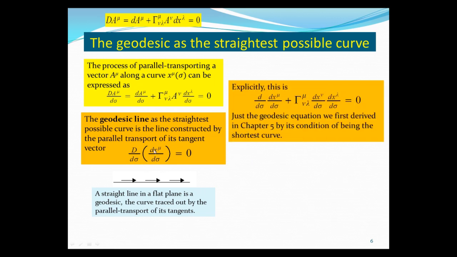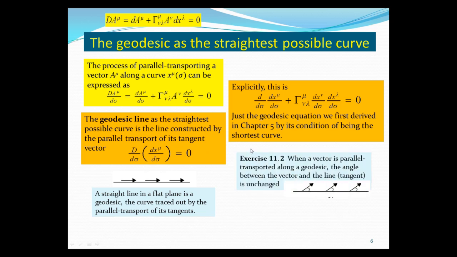Now we plug in the expression dx/dσ into this equation. So the first term becomes the second derivative. The second, we just replace A by dx/dσ again. And you recognize that's precisely the geodesic equation we derived in chapter 5. So that's another view of geodesic as a straight line, and using parallel transport you can immediately derive it.